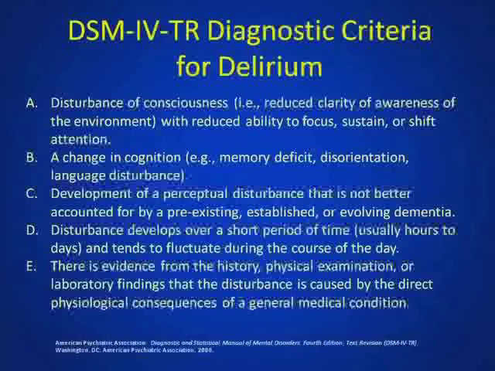with a reduced ability to focus, sustain, or shift attention, a disturbance in cognition, memory deficits, disorientation, language disturbance. The disturbance develops over a short period of time, hours to days, and may fluctuate during the course of the day. And the E criteria, that there is evidence from the history, physical exam, or laboratory findings that the disturbance is caused by the direct physiologic consequence of a general medical condition.